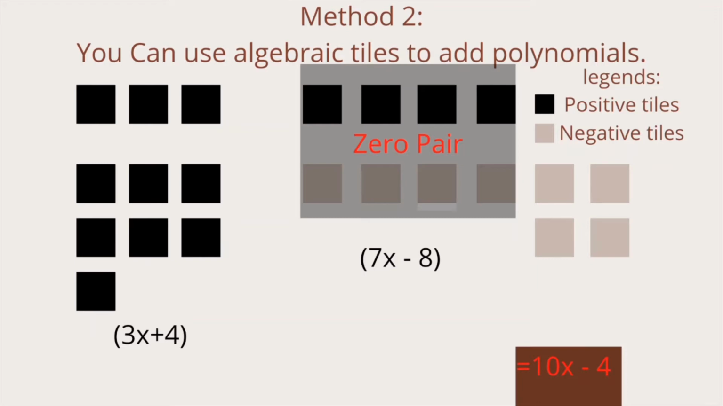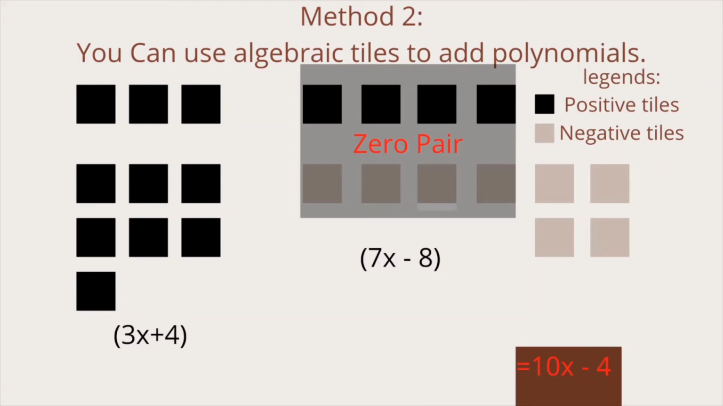By associating like terms, the three dark tiles above on the left side represent 3x, and the 7 dark tiles below represent 7x. On the right side, the 4 dark tiles represent 4, and the 8 light tiles represent negative 8. The paired tiles enclosed inside the big box are called a zero pair, which is when a positive tile is paired with a negative tile of the same shape.